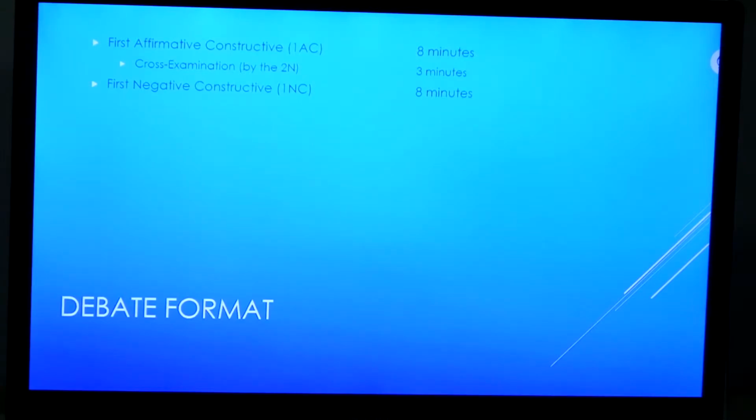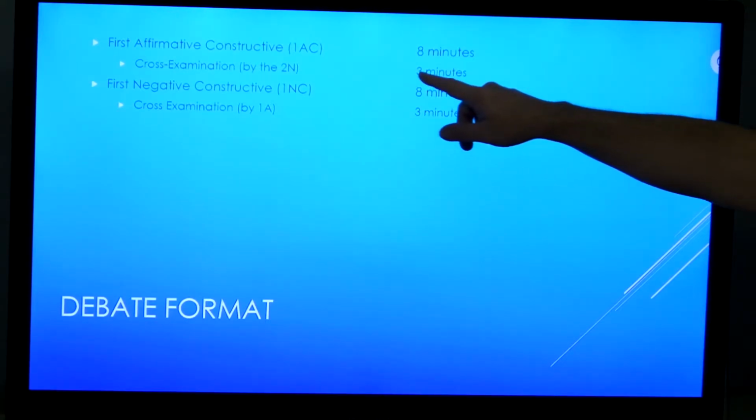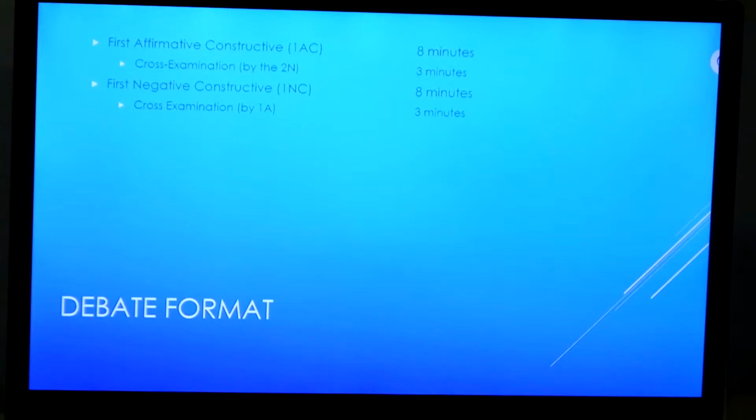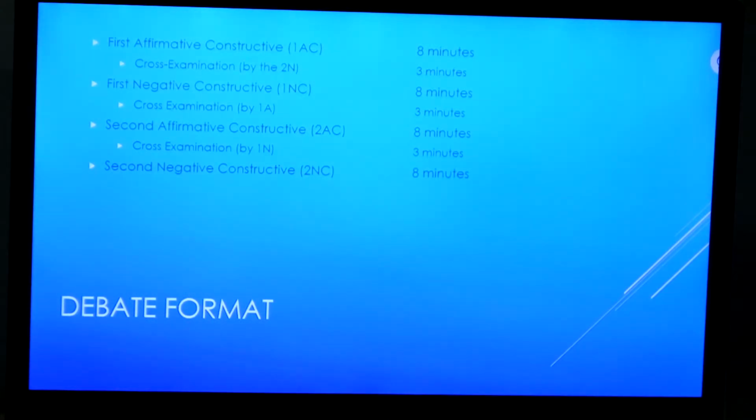And then we follow that format all the way through the constructives. So then, the first affirmative speaker, who is the same speaker that already gave the first speech, right? They are going to cross-examine. And then their partner is going to give the second affirmative speech. And so on and so on. So the next cross-examine, and then the second negative constructive speech. So this is like the first half of the round, all of the constructives.